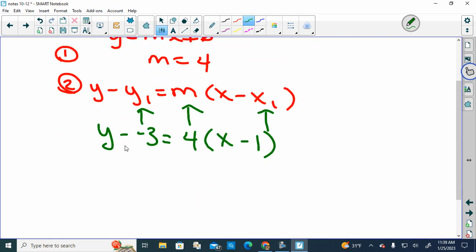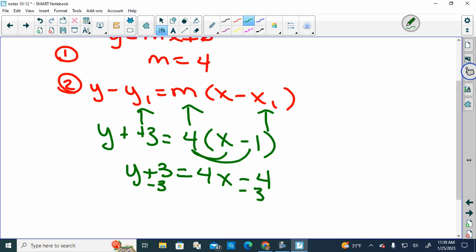Okay, so now we just need to simplify this and get y by itself. Okay, so I've got a double negative, so those are going to change to a positive. So I've got y plus 3. And now we distribute 4x minus 4. I need to get y by itself, so what do I do? Subtract 3. So I need to move the 3 over to the other side and combine it with the other like term. So y equals 4x minus 7. And we are done.